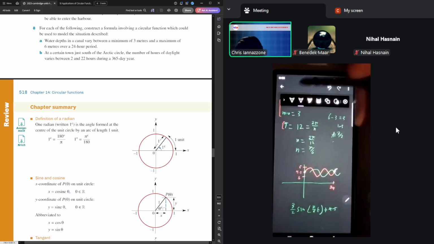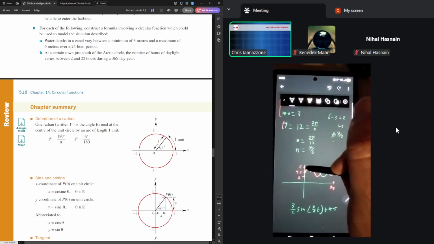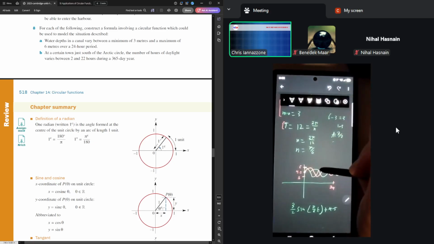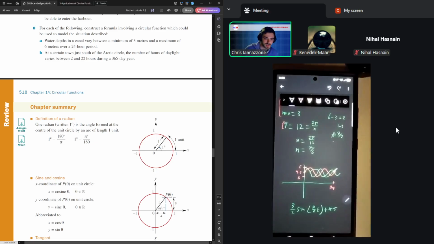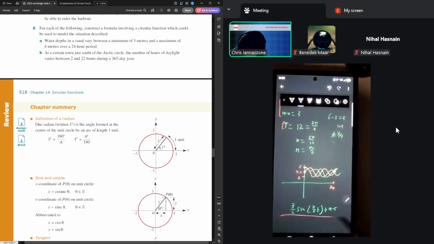Same thing with sine or cos, right? I could have made this start at a peak and continue on doing its thing. You're still oscillating between 6 and 3 and having the exact same period within 24 hours. Any clarifications there?